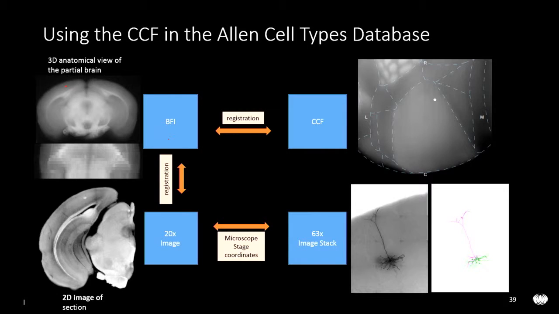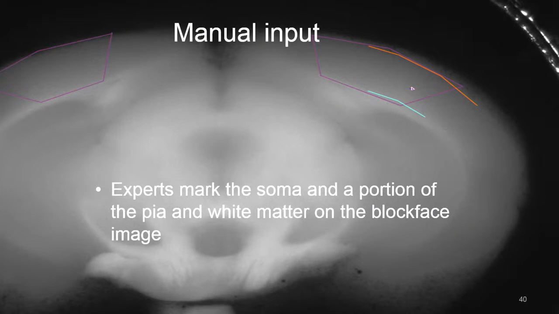And then we were able to use specific registration techniques and alignment to map individual cells all the way back to the CCF. But there was one key element that was still missing. The whole process required some manual input where some of our expert annotators drew polygons that represented the pia, the soma, and the white matter on several of those images. And that allowed us to do this landmark-based alignment. That was the way that we could align these images of very different scales to one another and make this mapping possible.